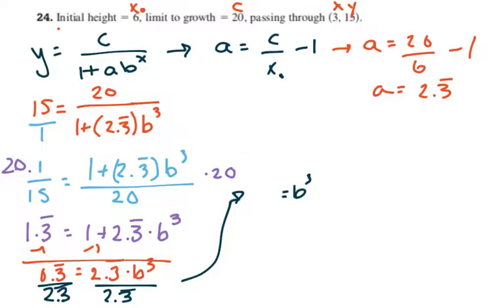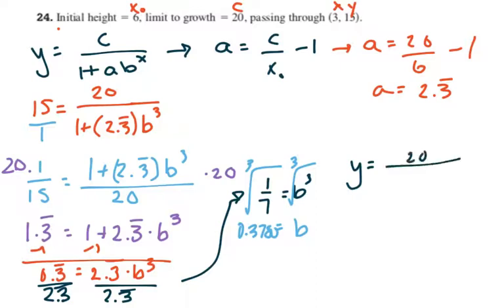And so we're going to get, technically it's 1, how many are there? 3, 6, 7, 1/7. And then we'll cube root that. And so our b is 0.3780. And so ultimately our equation ends up being c, which is 20, over 1 plus a, which is 2.3 repeating, and our b value, which is 0.3780 to the x.